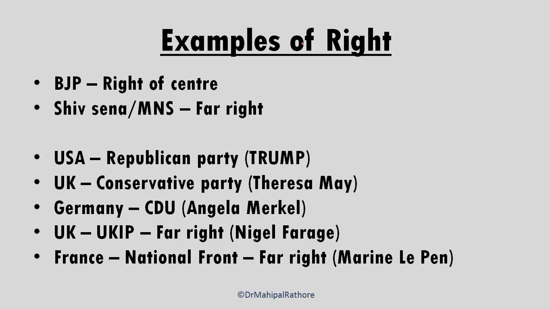Now I will give you the examples of right-wing parties. In India, the best example is BJP, Bharatiya Janata Party. Now again, I'll make that spectrum. So this is the spectrum, this is the center point, this is extreme right. So here was fascism by Hitler and Mussolini. But here, just right of center is BJP.